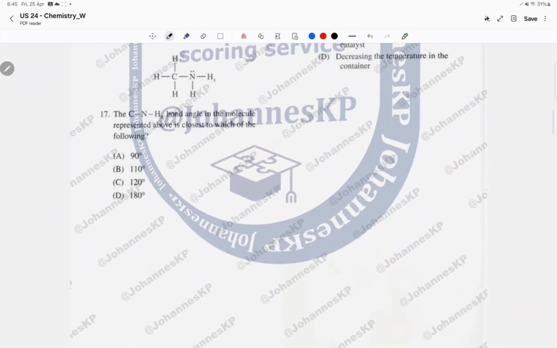17, we want the bond angle for the CNH. So 1, 2, 3 bonds and a lone pair. That's going to be 107 degrees. And the closest answer is going to be choice B.